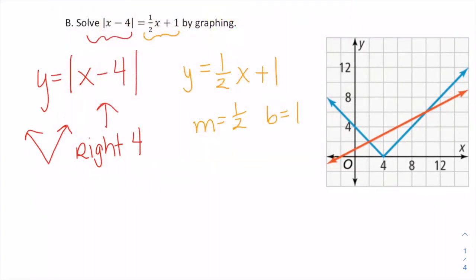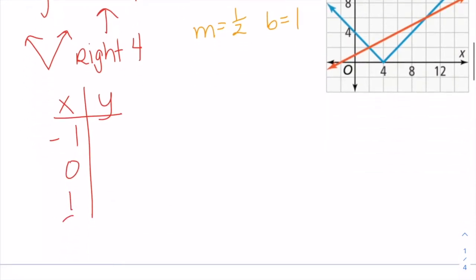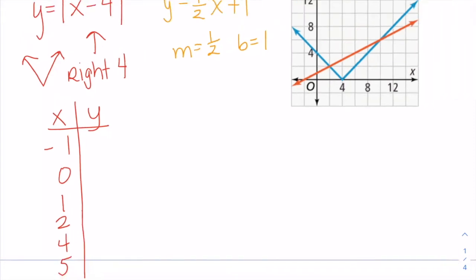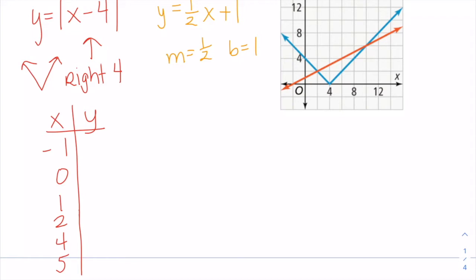So here we have the absolute value, and I'll plug in -1, 0, and continue so you can see 1, 2, 3, 4, and 5. When we plug in -1, we get absolute value of -5, which is just 5. Plug in 0, we get absolute value of -4, which is 4. When we plug in 1, we'll get 3. When we plug in 2, we'll get 2.